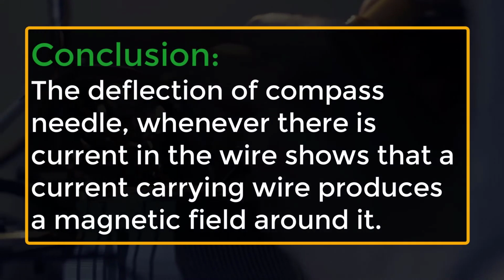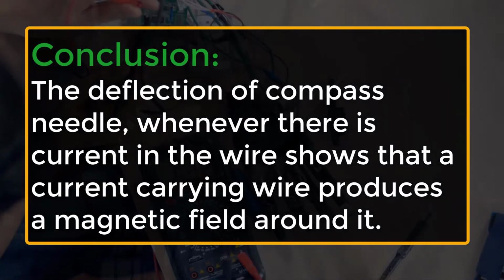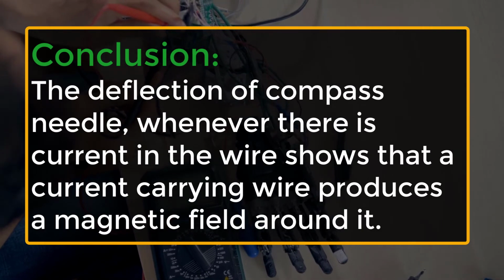Conclusion: the deflection of the compass needle whenever there is current in the wire shows that a current carrying wire produces a magnetic field around it.